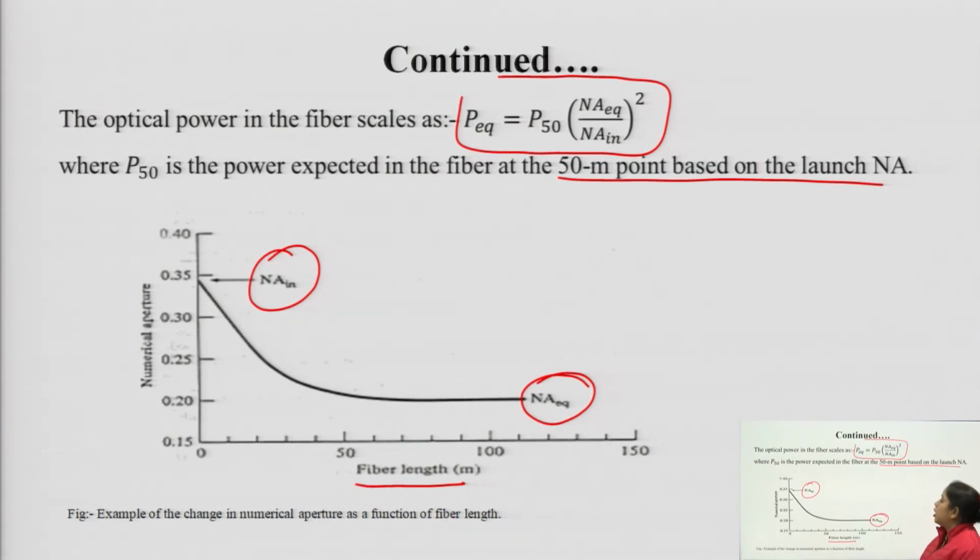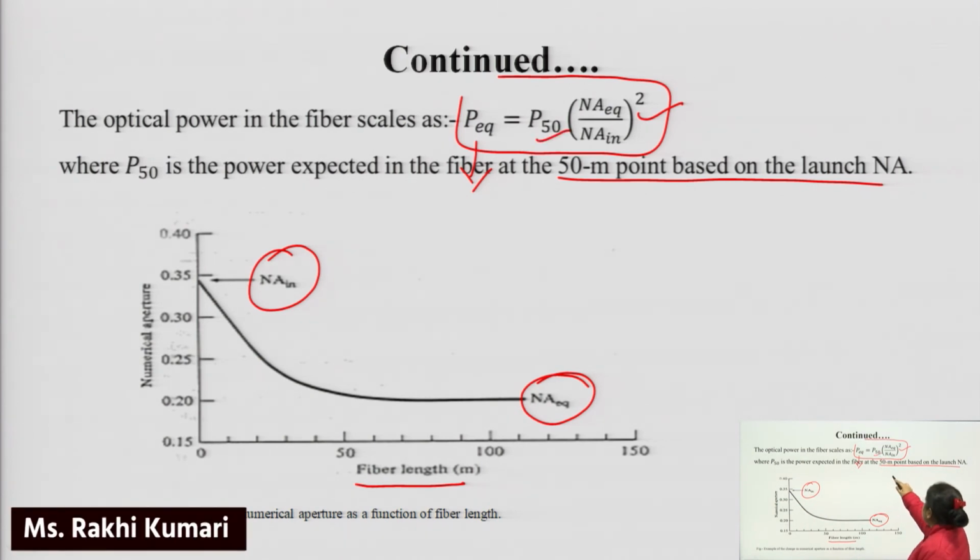The important one in this case is the equation which you have to remember: when we take the equivalent numerical aperture, considering all the flyleads which are attached to our fiber, it is given by this one, and the equivalent power P50 is at the 50 meter point based on the launched numerical aperture.